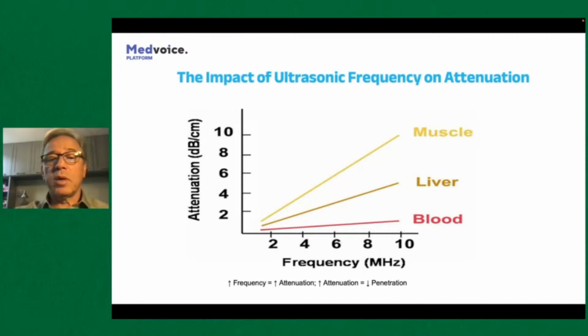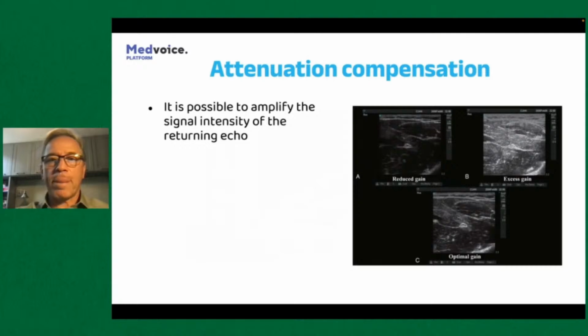With blood, for example, as you increase the frequency, hence decreasing the depth, it doesn't really matter. With liver, it matters a lot. With muscles, even more so. Can we compensate for attenuation?